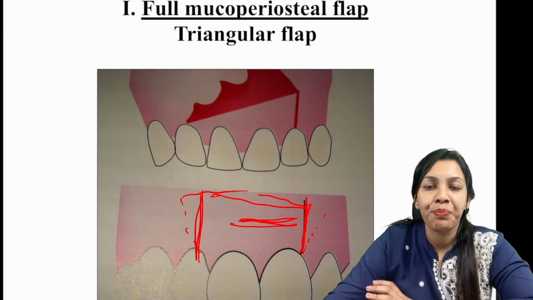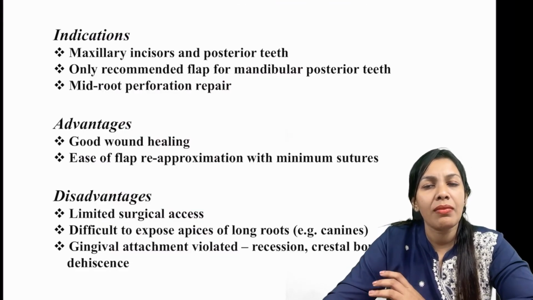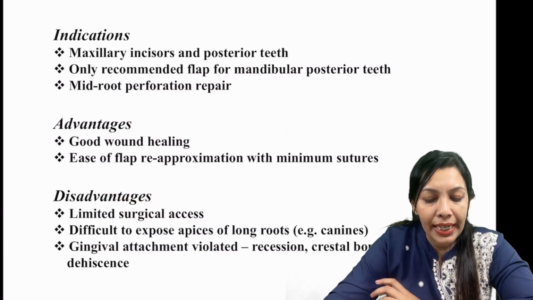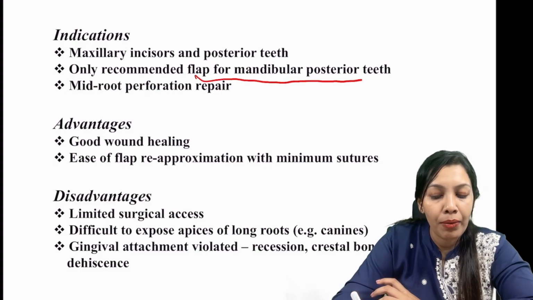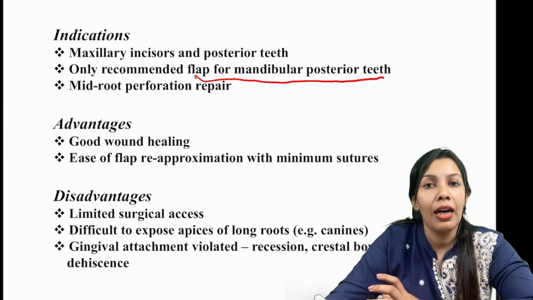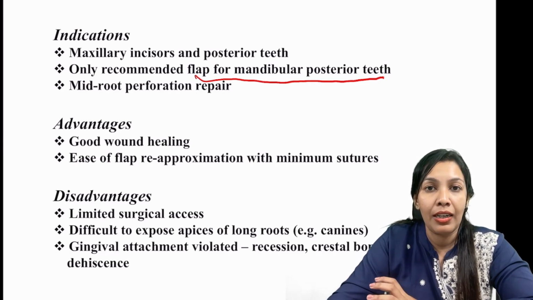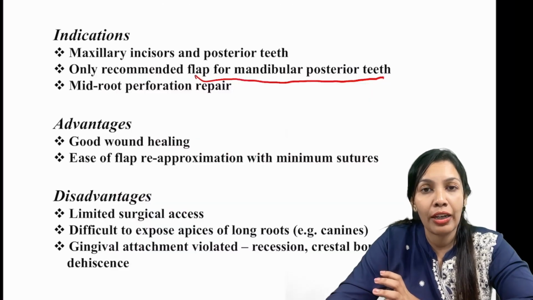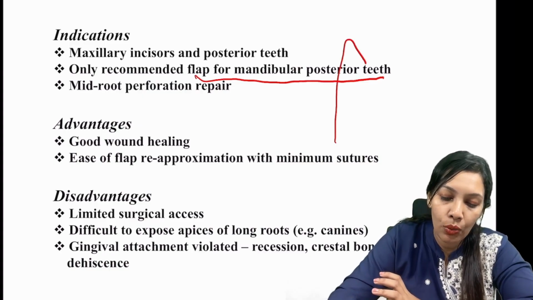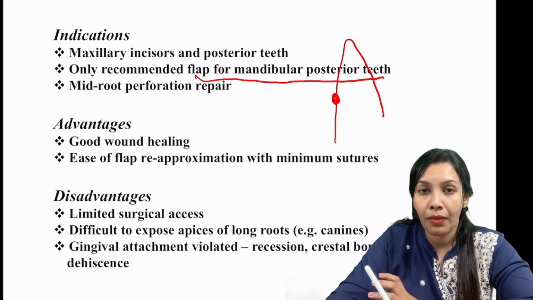Now, first is the triangular flap, where it is indicated: especially in the maxillary incisors and the posterior teeth. Only recommended flap for mandibular premolar. So in the case of premolars and posteriors, we recommend the horizontal triangular flap. Next, mid-root perforation repair also. In the mid-root area, if there is perforation repair, we can apply this flap design.